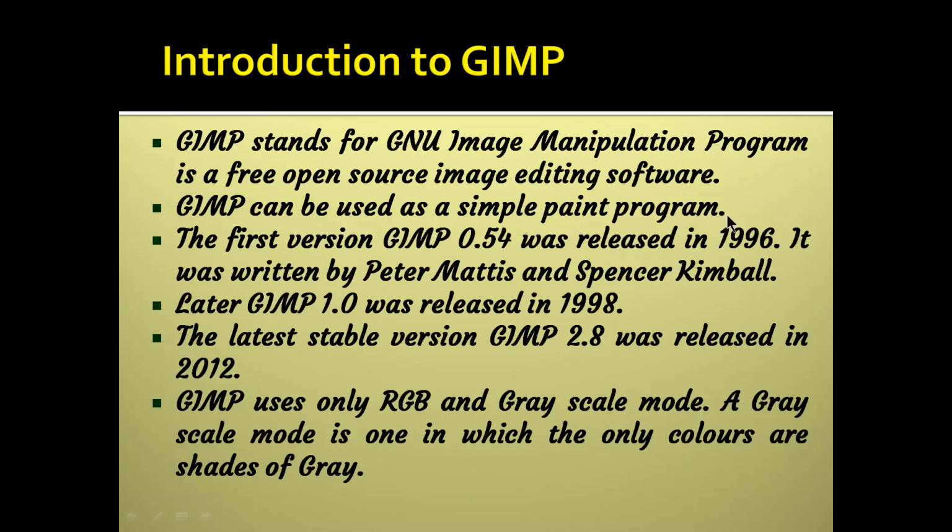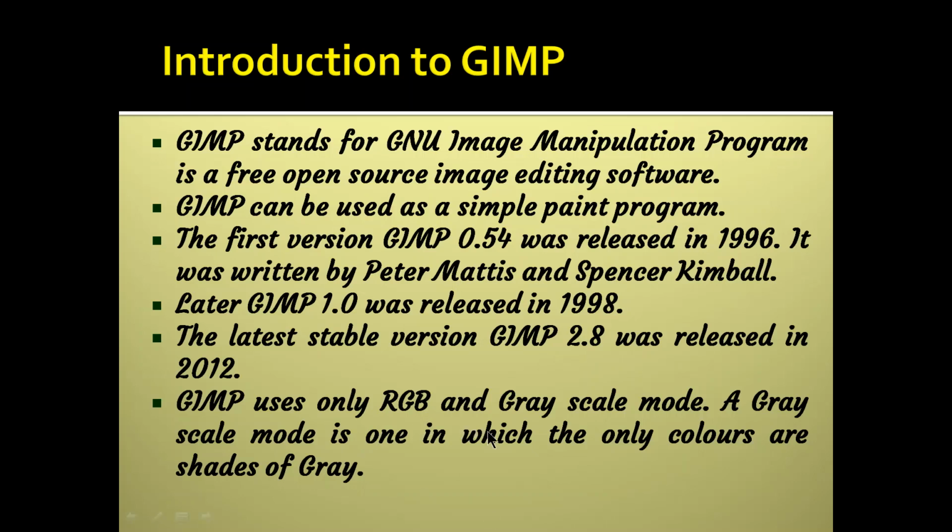GIMP can be used as a simple paint program. जैसे हम paint use करते हैं, few features are matching with that also. The first version of GIMP is 0.54, which was released in 1996. It was written by Peter Mattis and Spencer Kimball. Later, GIMP 1.0 was released in 1998. The latest stable version is 2.8, in which we will be working.